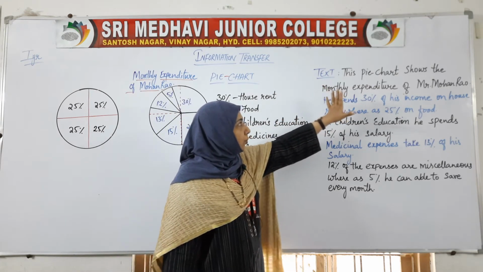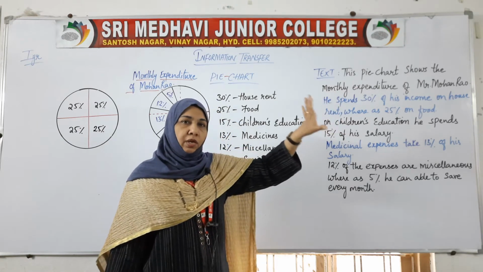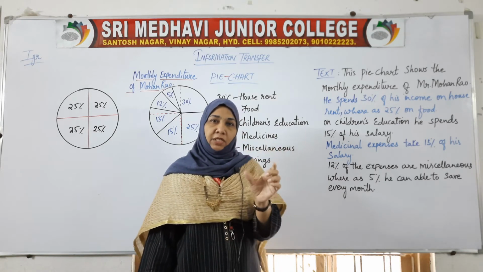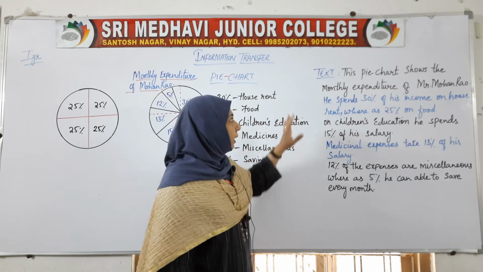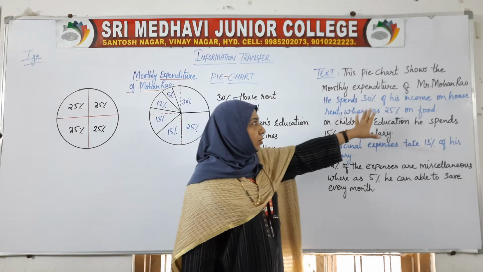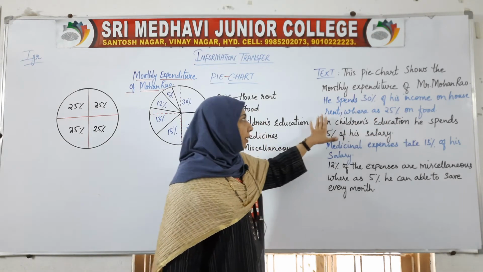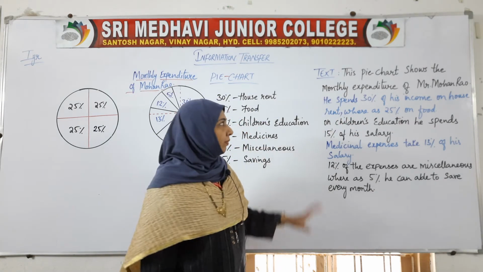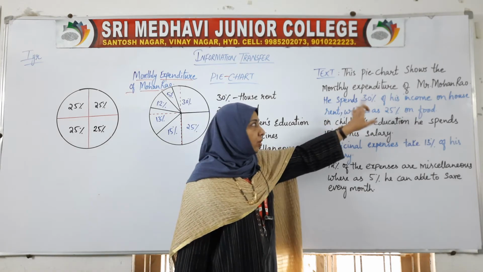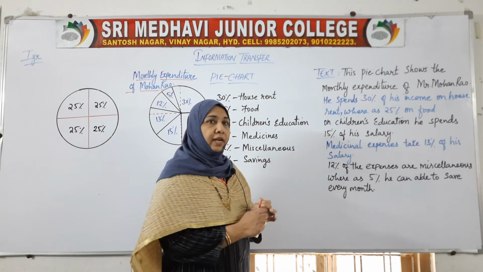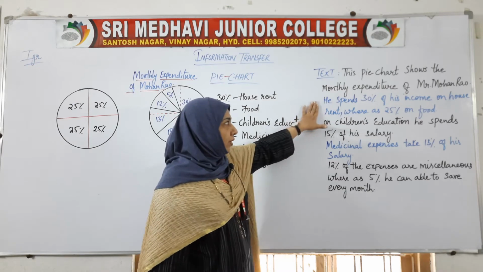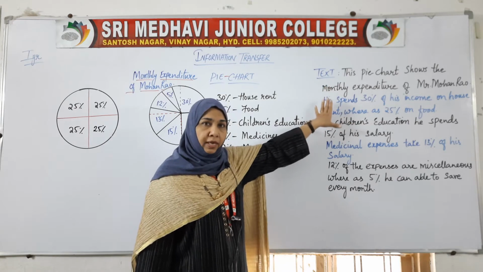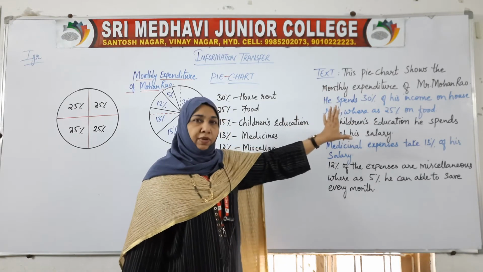Now, this pie chart shows the monthly expenditure of Mr. Mohan Rao. That means you have to draw a pie chart which shows his monthly expenditure. He spends 30% of his income on house rent, whereas 25% on food. 30 plus 25, you will get 55%.